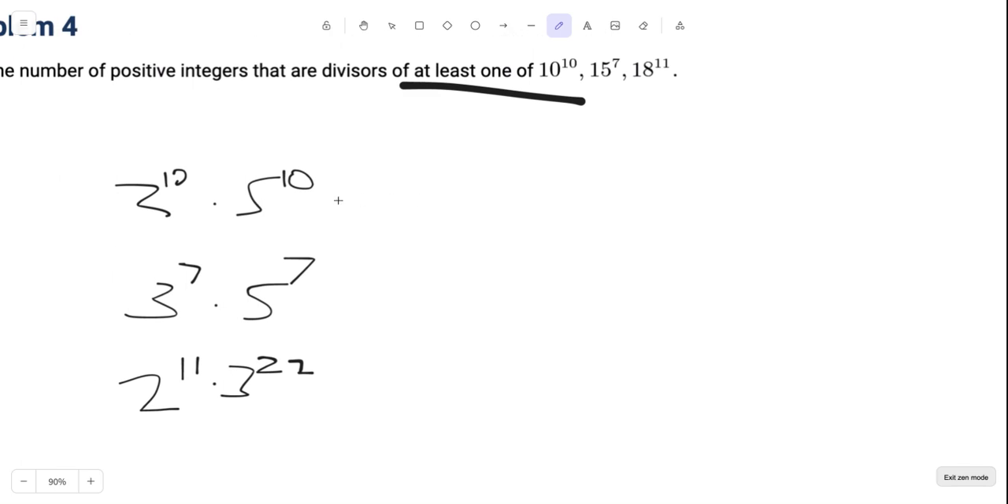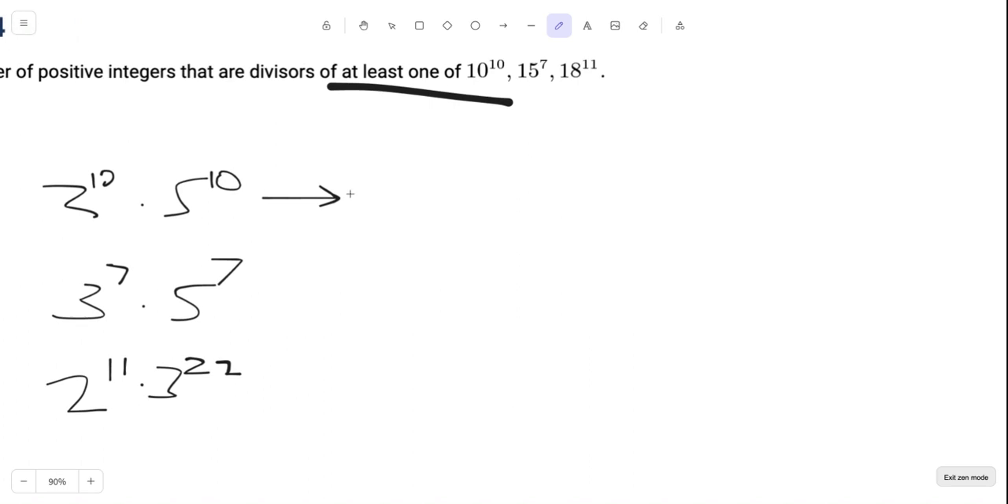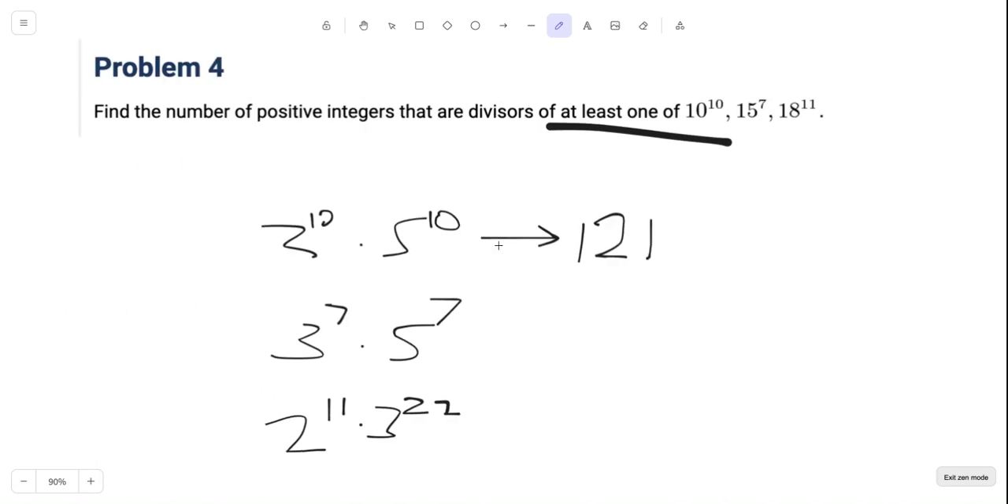So the number of divisors of 10 to the 10 would be 121 by the factor formula. You should know how to find the number of divisors of a number using its prime factorization: you add 1 to each of the exponents and multiply them. So this is 10 plus 1 times 10 plus 1, which is 121.